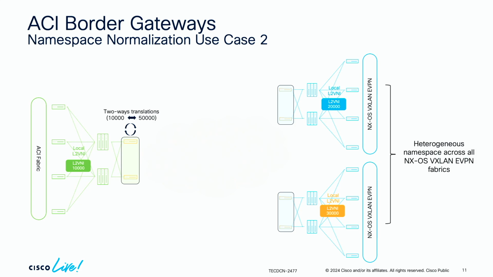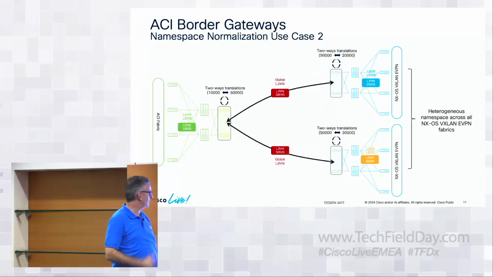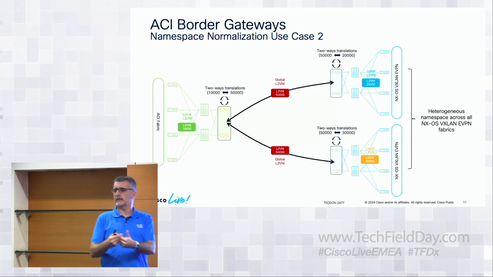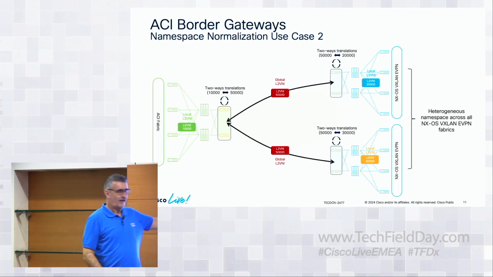That is the reason why we're looking into implementing a different model, which basically calls for performing the translation on all the border gateways on all the sites, and using a common, if you want to call it a stepping stone, VNI, in this example 50,000, so that all the traffic that leaves my ACI fabric is sent as if it was belonging to that 50,000 value. So this is analogous to a transit VLAN.